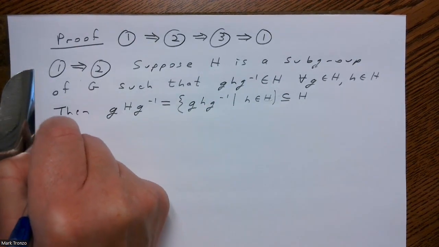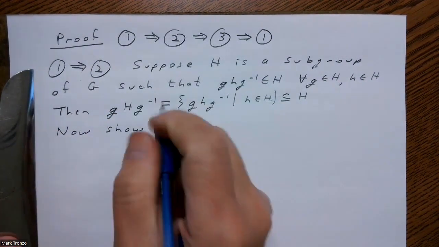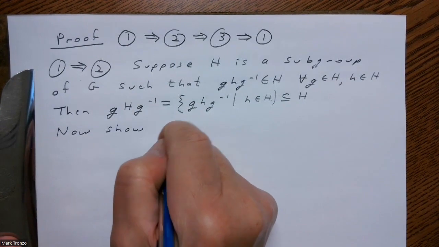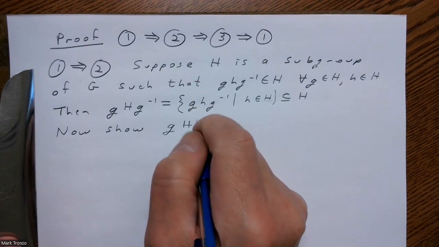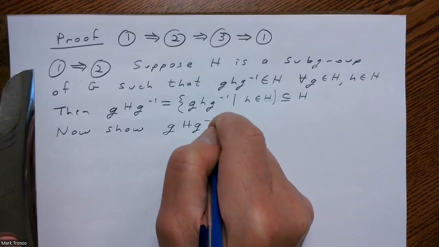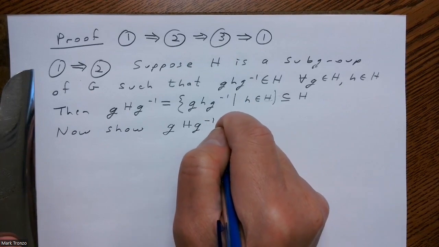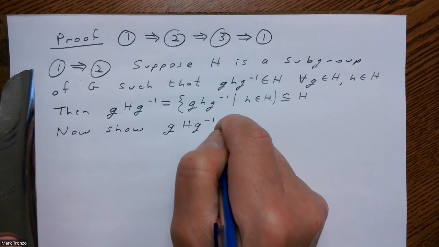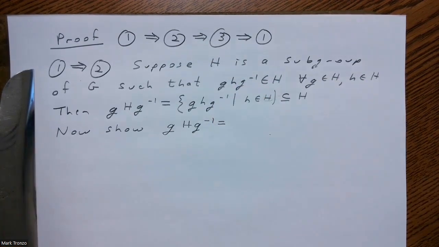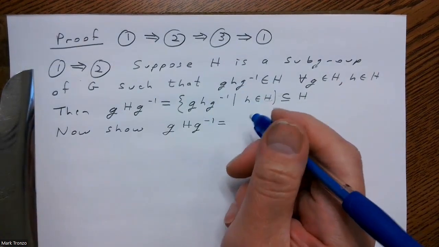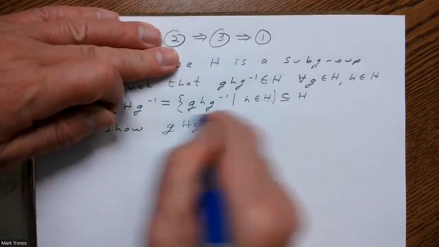So now show that gHg inverse is going to be, excuse me, it's going to be a subset. Excuse me, I want to say it the other way. Sorry.